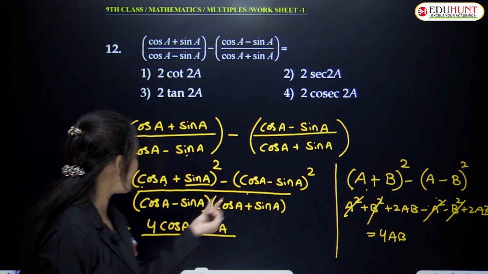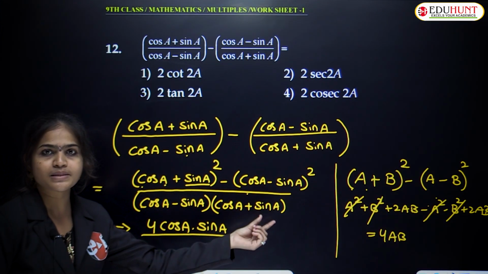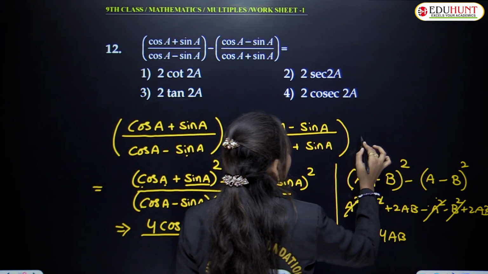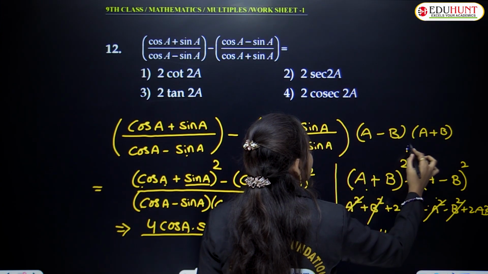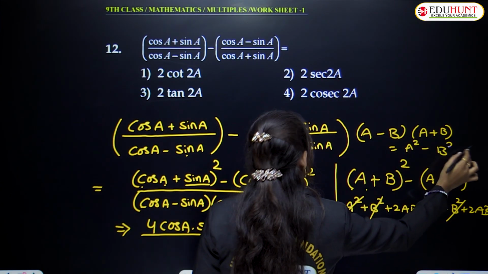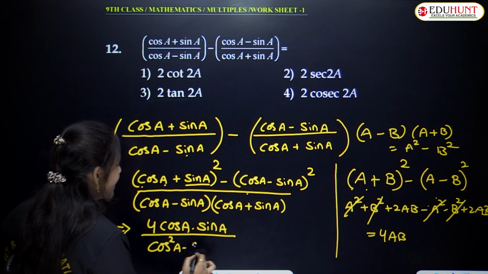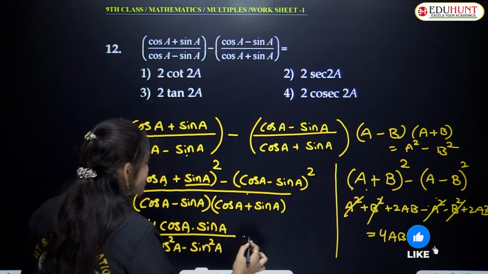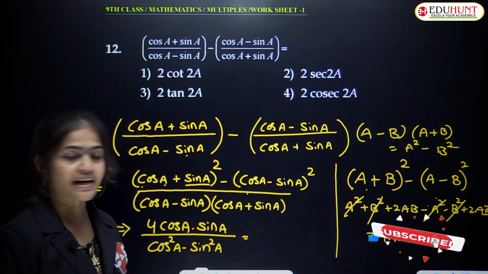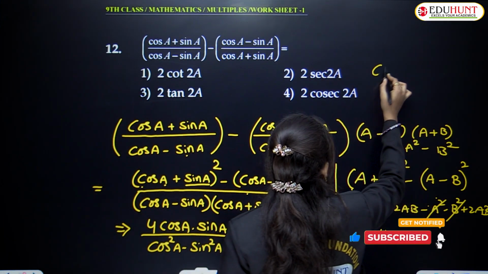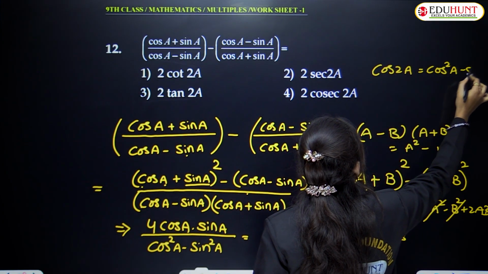into A plus B. Why? Because we taken this one as A and this one as B, no. So A minus B into A plus B, which is equals to A square minus B square. So A square means here cos square A minus sin square A. So cos square A minus sin square A, that is the formula for another one. What is that? Cos 2A. Cos 2A formula only, no, that is cos square A minus sin square A.